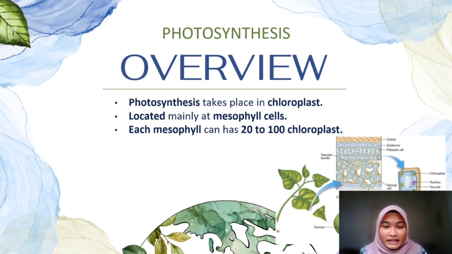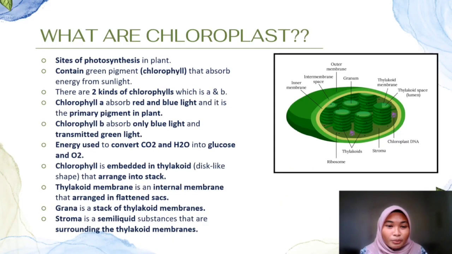Photosynthesis takes place in the chloroplast, mainly located in mesophyll cells. Each mesophyll cell has approximately 20 to 100 chloroplasts. What are chloroplasts? Chloroplast is the site of photosynthesis in plants, which contains green pigment known as chlorophyll that can absorb energy from sunlight. There are two kinds of chlorophyll, which are A and B.